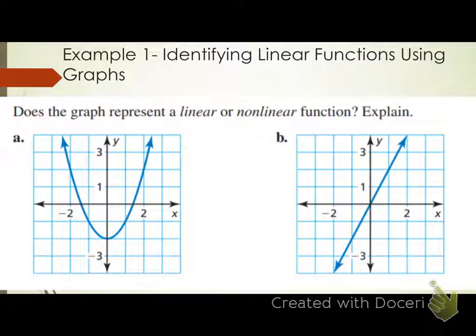Example 1. Identifying linear functions using graphs. It gives us two graphs here, A and B. It says, does the graph represent a linear or non-linear function? And it does want you to explain why it's linear if it's linear, or why it's not linear if it's non-linear. So letter A. Here's our graph. Raise your hand if you can tell me linear or non-linear. Non-linear. Why is it non-linear? It's not a straight line. It's not a line, right?